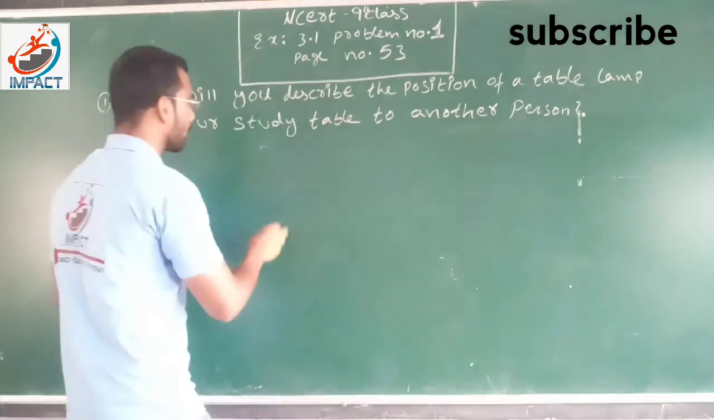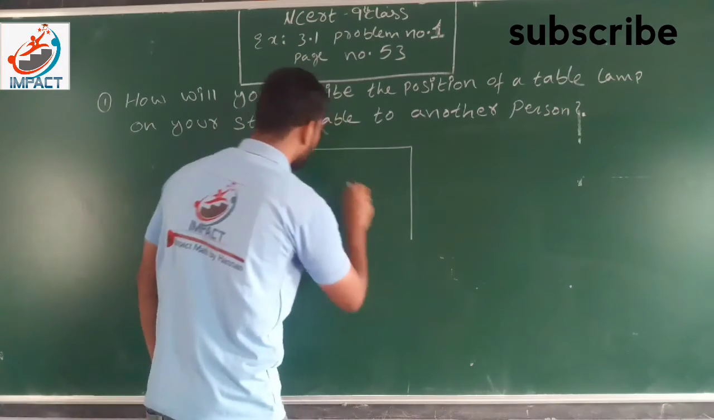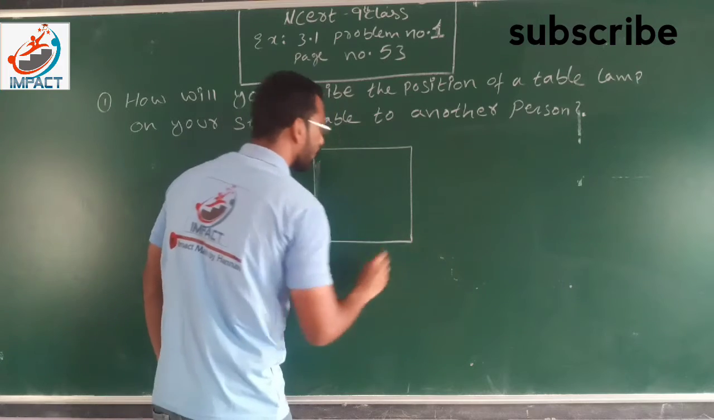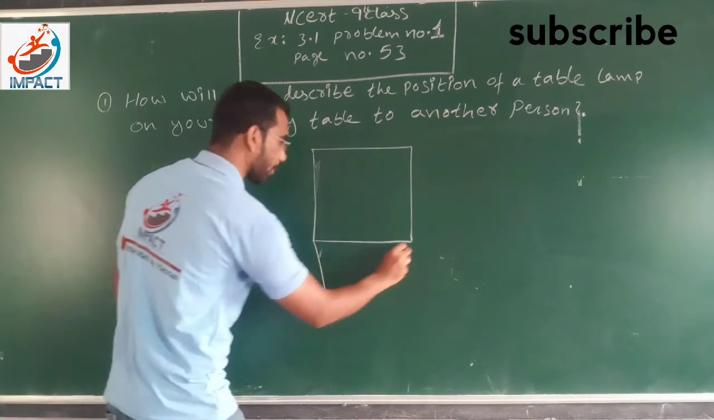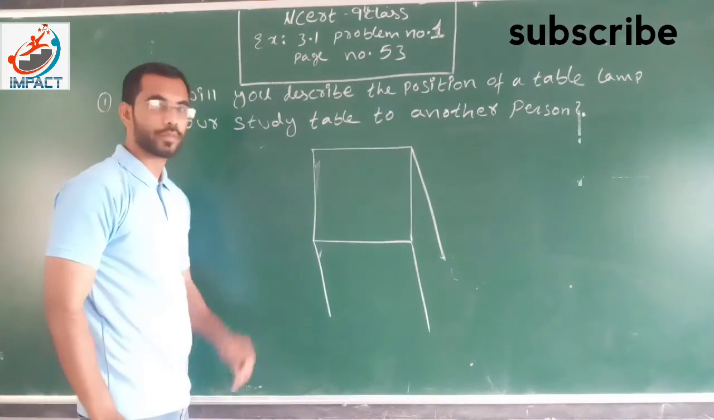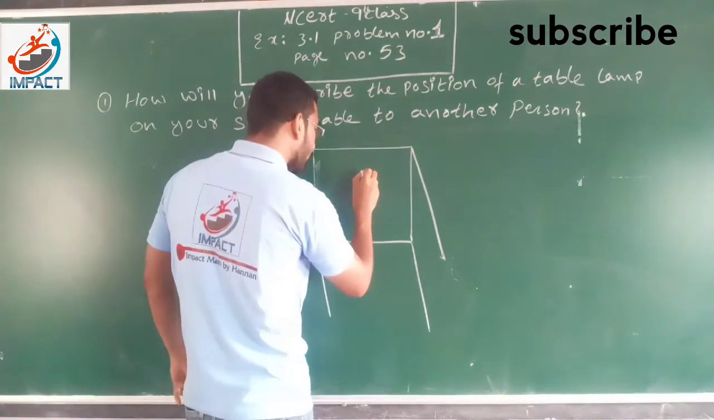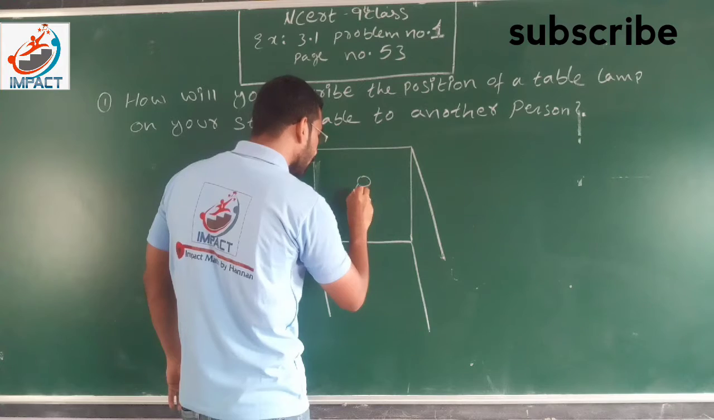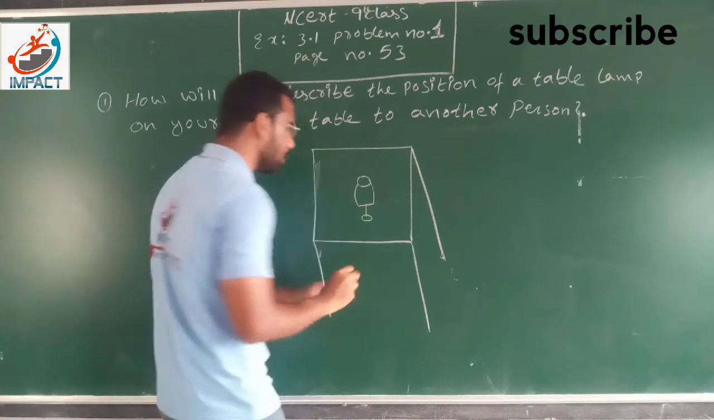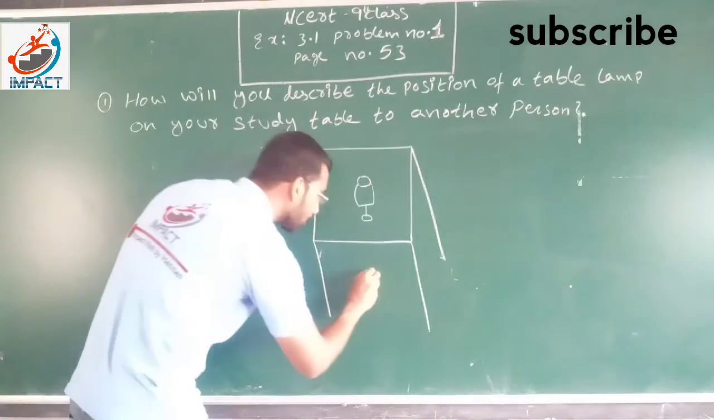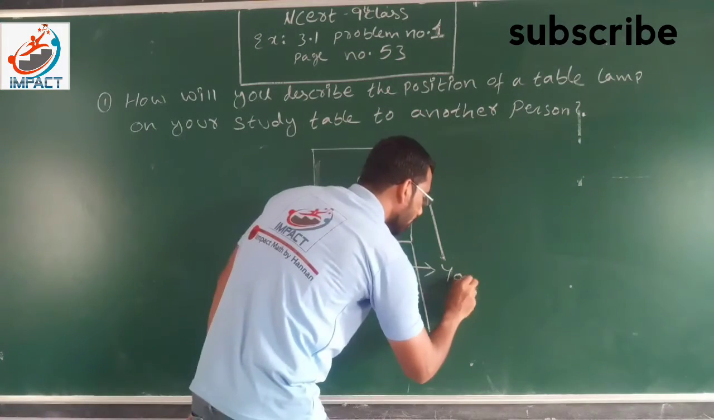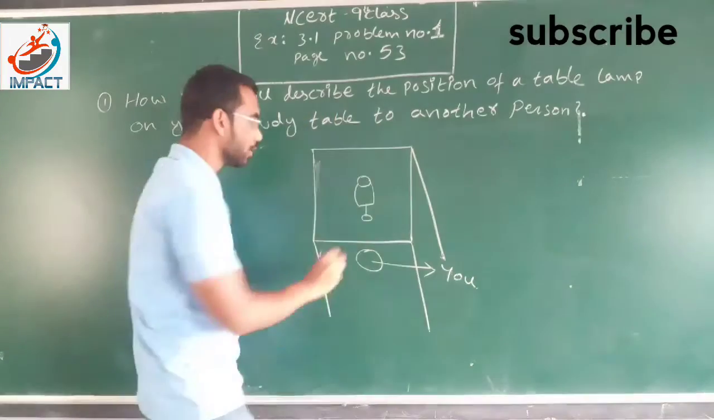See, if I am taking my table, for example, this is my study table. Take a bed lamp. The lamp will be here on the study table. If I am sitting here, this is me. You are sitting here.